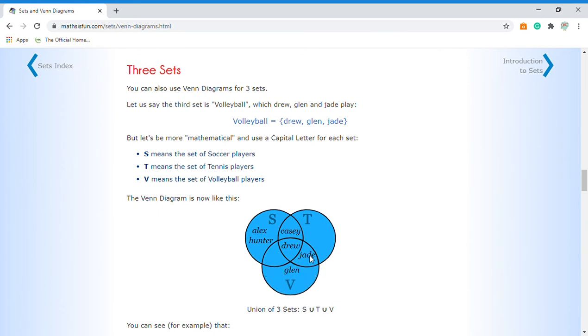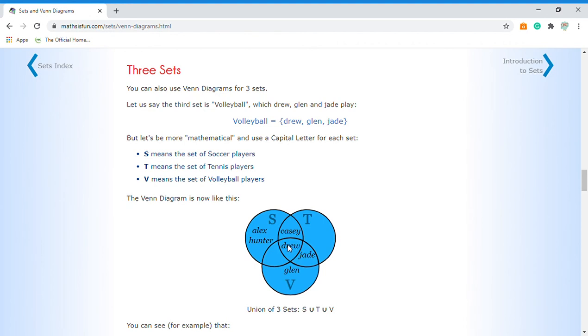Whereas Jade was only in the tennis, but now we know that Drew, Glenn, and Jade play volleyball as well. So Jade is in the middle. Look carefully at where Jade is. Jade is in the middle of tennis and volleyball because Jade plays both tennis and volleyball. So we put Jade in that little shape that crosses between the tennis and the volleyball.